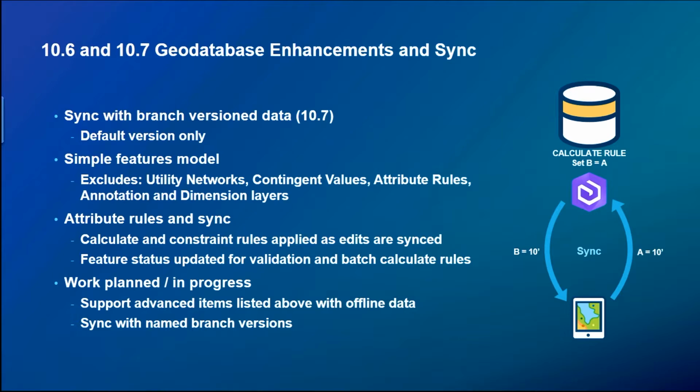In 10.7, we've added additional attribute rule types called validation rules and batch calculate rules. Those are passive rules, so you can make edits, those get applied, and the status of the row gets changed to say needs validation. And then later you go in, you run the validation, and you correct the features. So takeaways there, there are some limitations right now. We're working through those, including support for some of these more advanced types, and also support for taking named branch versions offline.